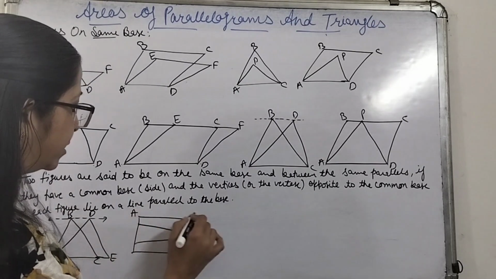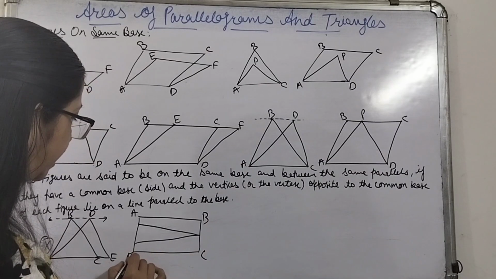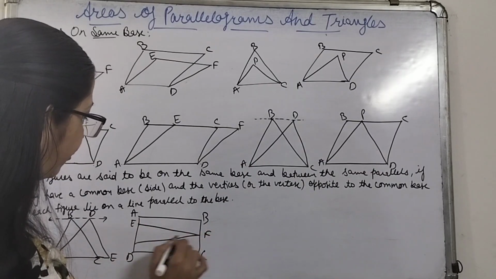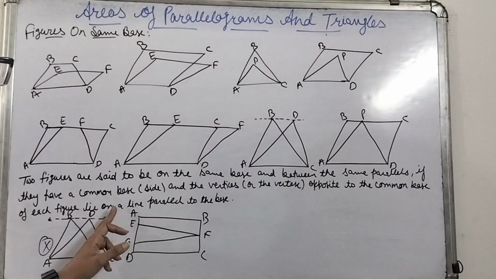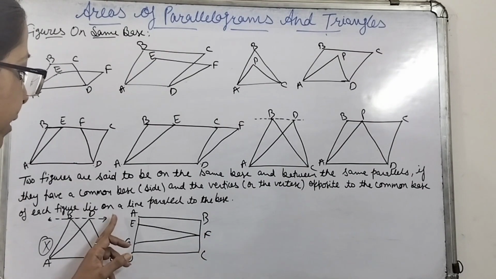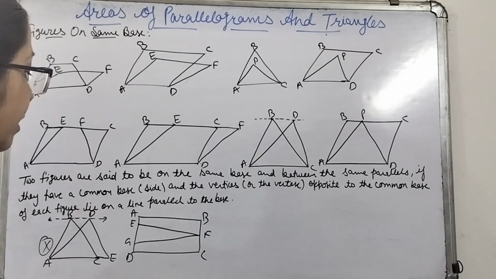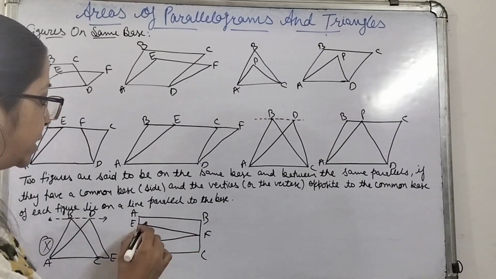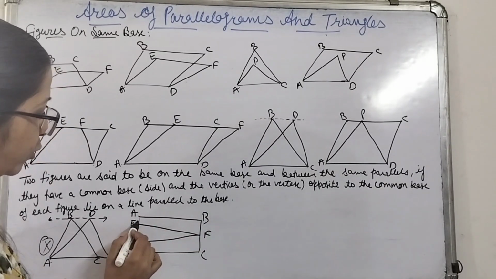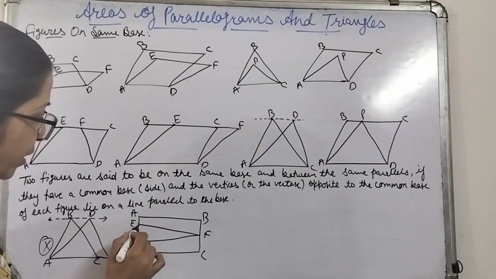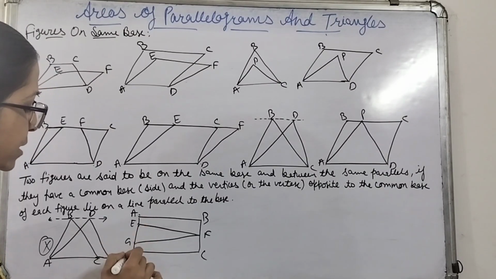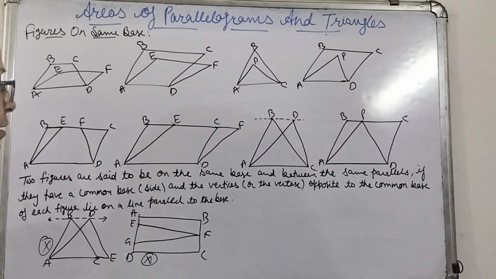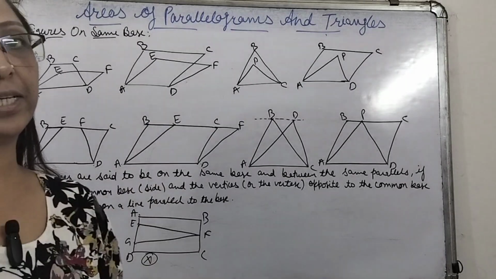Similarly, if we are considering this figure, suppose this is A, B, C, D, E, F, G. The parallelogram is your ABCD and your triangle is your EFG. They both are between the same parallels AD and BC, but their base is not the same. For the triangle, your base is EG, and for the parallelogram, your base is AD. That's the reason they are not fulfilling these conditions.